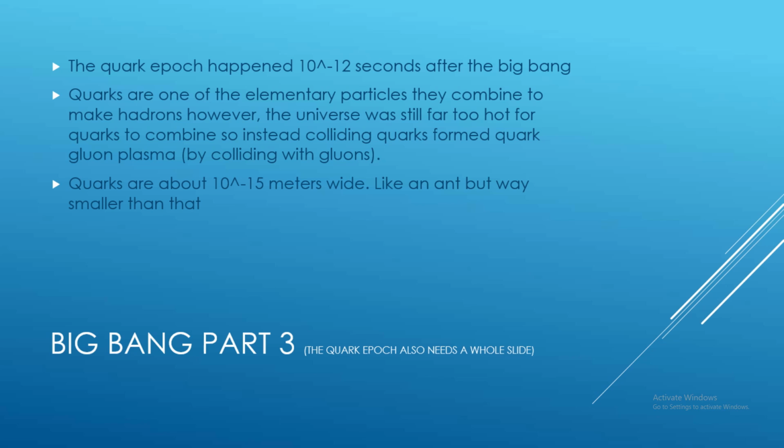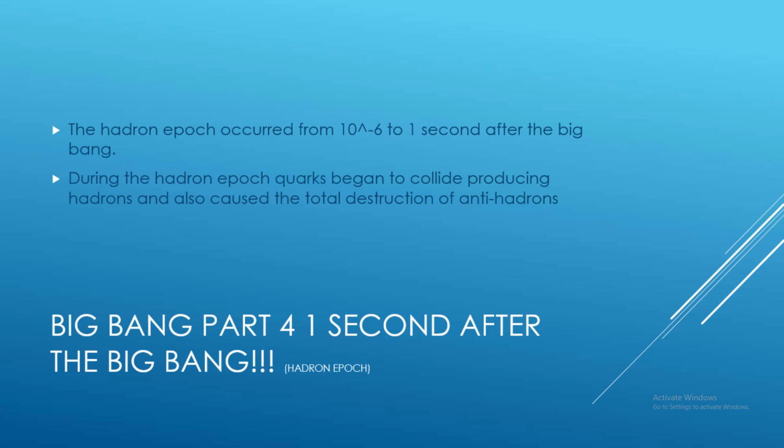Okay, sorry. I had to check the slide for a second. So, the universe was still way too hot for quarks to combine. So instead, colliding quarks formed quark-gluon plasma by colliding with gluons. And quarks are about 10 to the negative 15th meters wide. They're kind of like an ant if you compare them to the Earth, or as my even worse comparison on the screen, like an ant but way smaller than that. This is the first second after the Big Bang, and we're already 4 slides in. It's brilliant, isn't it?